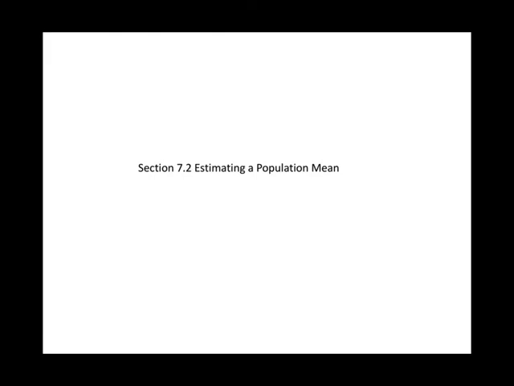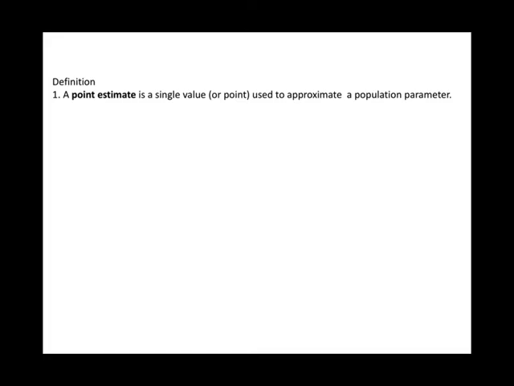Section 7.2: Estimating a population mean. Definition: a point estimate is a single value used to approximate a population parameter. What is a population parameter? A population parameter is the population mean, population proportion, population standard deviation, or population variance.